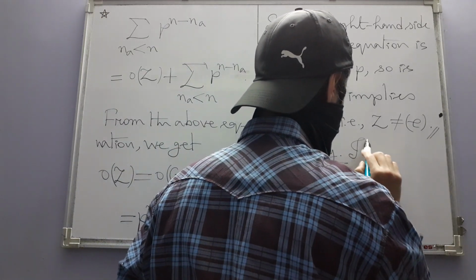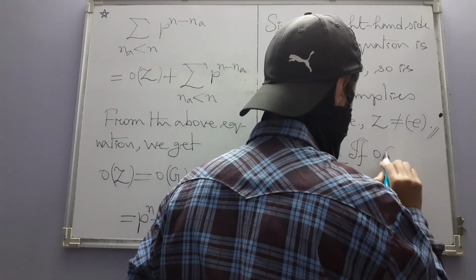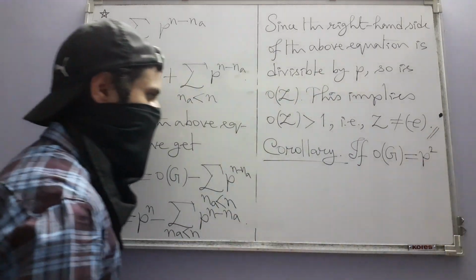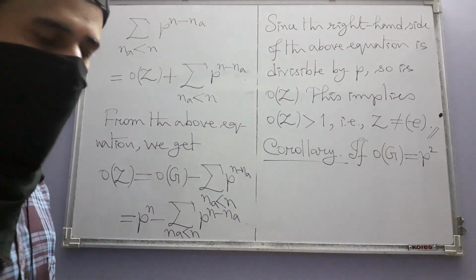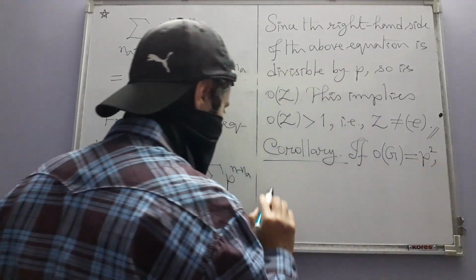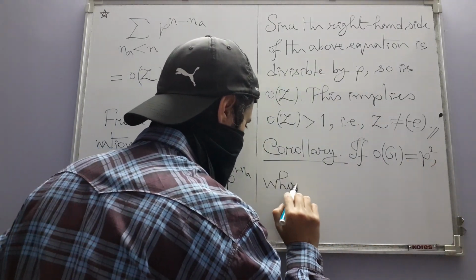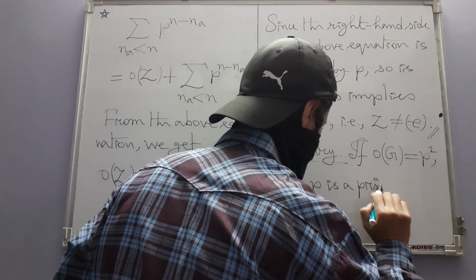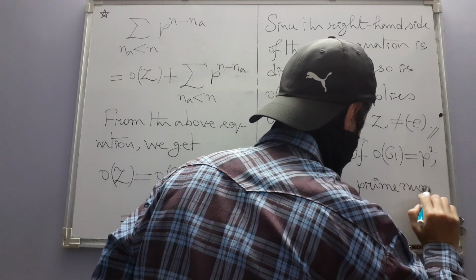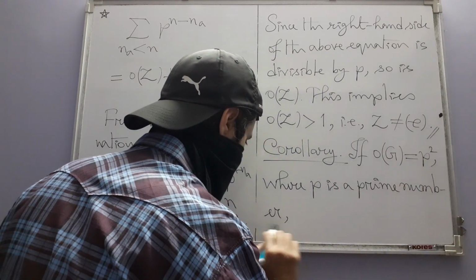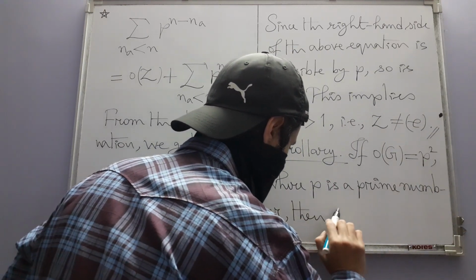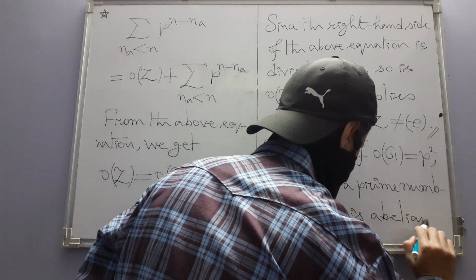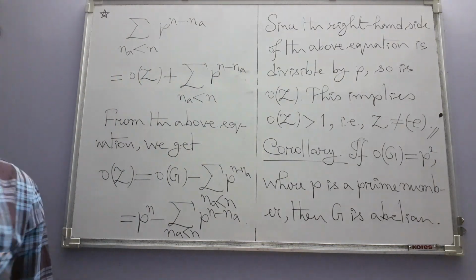If G is a group whose order is again a power of some prime p, but this specific power p square, where p is a prime number, then G is abelian.